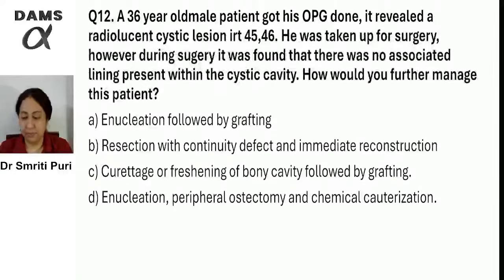Coming to question 12. A 36-year-old male patient got his OPG done. It revealed a radiolucent cystic lesion in relation to 45 and 46. He was taken up for surgery. However, during surgery it was found there was no associated lining present within the cystic cavity. How would you further manage this patient? A. Enucleation followed by grafting. B. Resection with continuity defect and immediate reconstruction. C. Curettage or freshening of bony cavity followed by grafting. D. Enucleation, peripheral ostectomy and chemical cauterization.